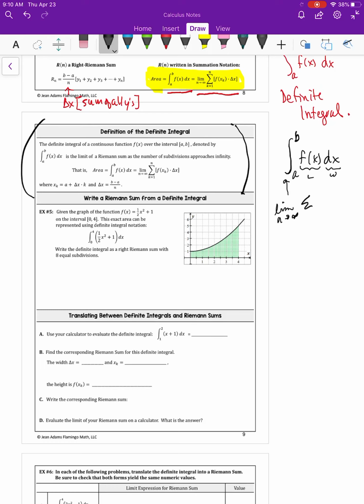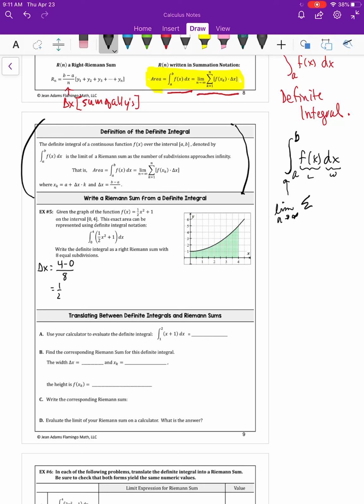So now, example number 5. Write a Riemann sum from a definite integral. Given the graph of the function f of x equals 1/2 x squared plus 1 on the interval from 0 to 4, this exact area can be represented using definite integral notation. So here it is, the integral from 0 to 4, 1/2 x squared plus 1 dx. And it's going to be this shaded region right here. If we found the answer to that, that would be the area under the curve.